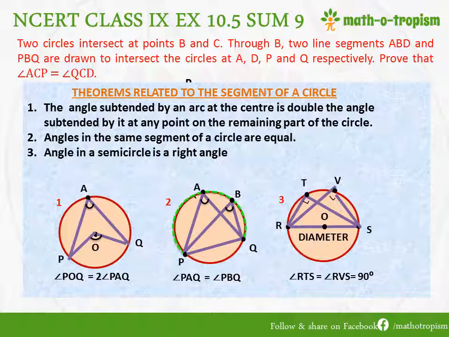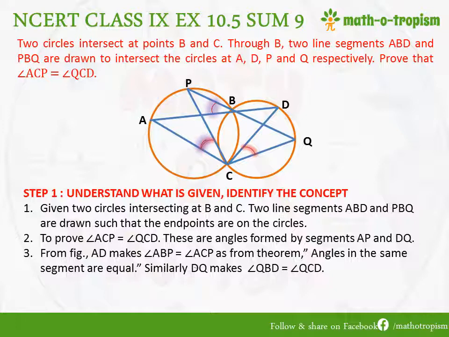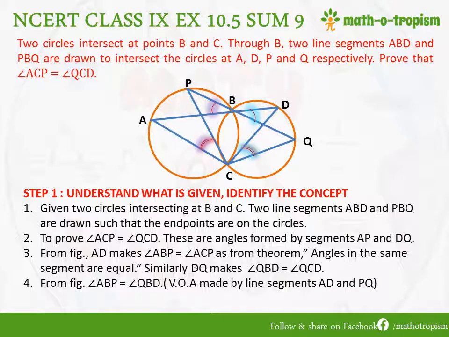So we know that when we talk about a segment, we have a theorem where angles in the same segment are equal. Because we have another angle ABP also formed by the segment AP, and similarly we have DQ forming another angle QBD in the same segment. When we look into the other two angles which we have now found, that is the angle ABP and QBD, we can see that both are equal because they are vertically opposite angles formed by the lines AD and PQ.